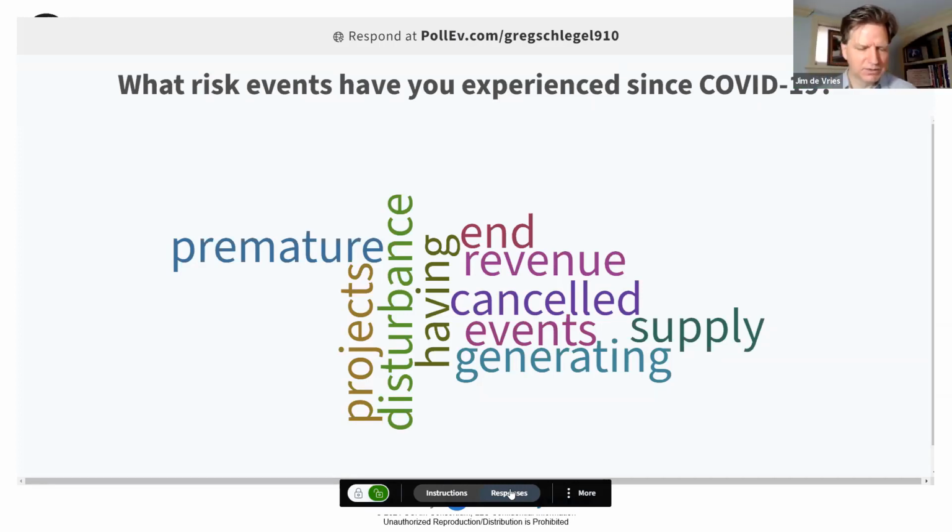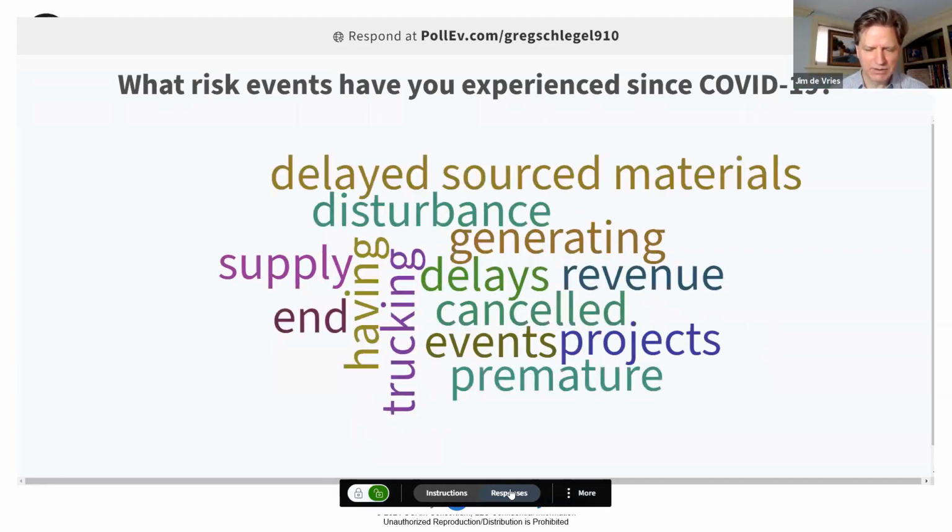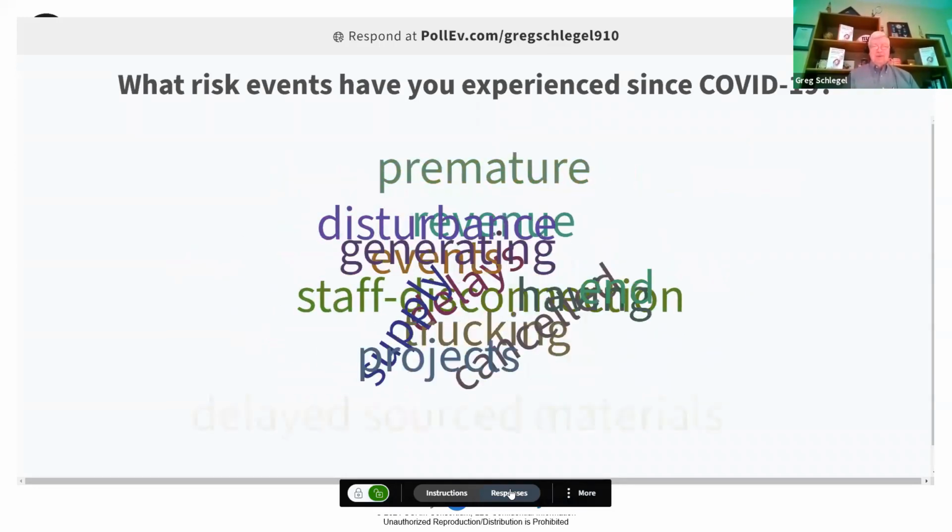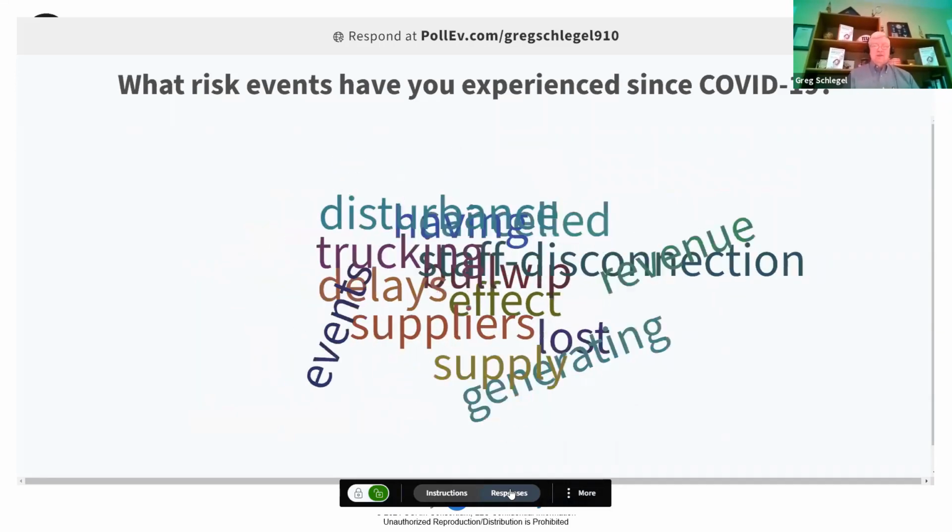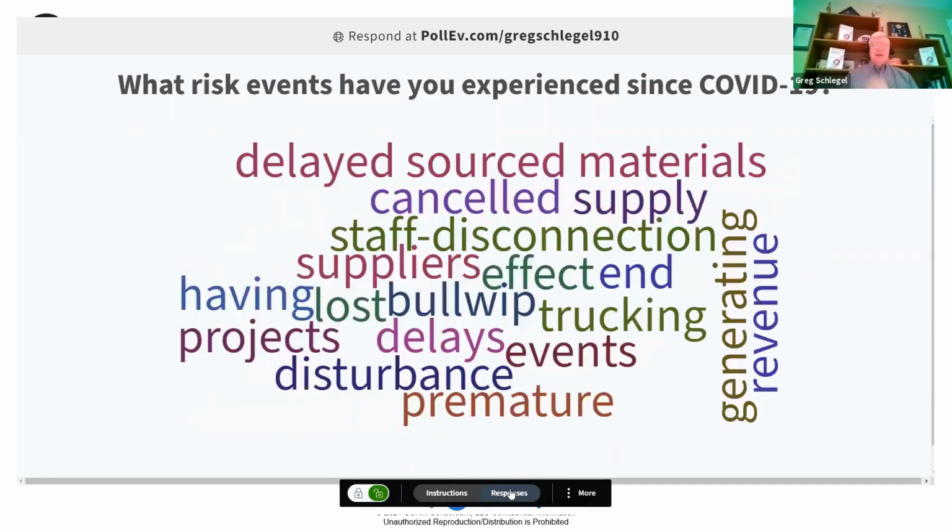Disturbances, latent projects, here they come in. Yeah, and the interesting part is the more frequent a phrase comes in, the larger the font. So it's kind of a frequency table as well. So if you like something somebody else wrote, just write the same thing and it will pop out. That's the very nice part of Poll Everywhere, at least using this methodology, this technique. Yep. Very good. Staff disconnection.